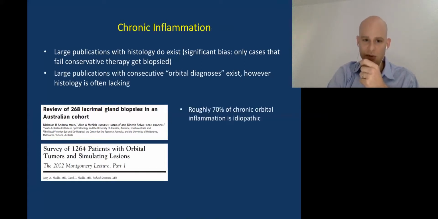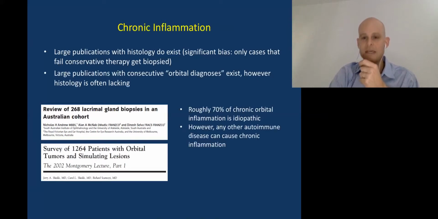I'll summarize it for you. If you look at these 2 studies, as well as a whole bunch of other ones that have been published, roughly 70% of chronic inflammation of the orbit is idiopathic. However, any other autoimmune disease can cause chronic inflammation. So remember that it can be any of the big 4 that I talked about. It can be lupus, it can be rheumatoid arthritis, you name it. Anything can cause chronic inflammation. It just happens to be that the majority of cases are idiopathic.